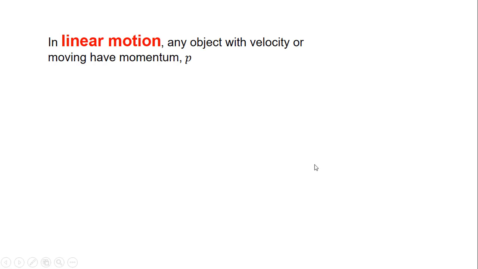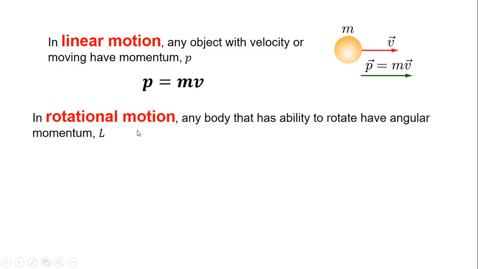Hello everyone, so for today we are going to continue our tutorial discussion with 8.4 Conservation of Angular Momentum. As we already learned in chapter 3, in linear motion, any object with velocity or moving has momentum p, where p is equal to mv. In rotational motion, any body that has the ability to rotate will also have what we call angular momentum, L.